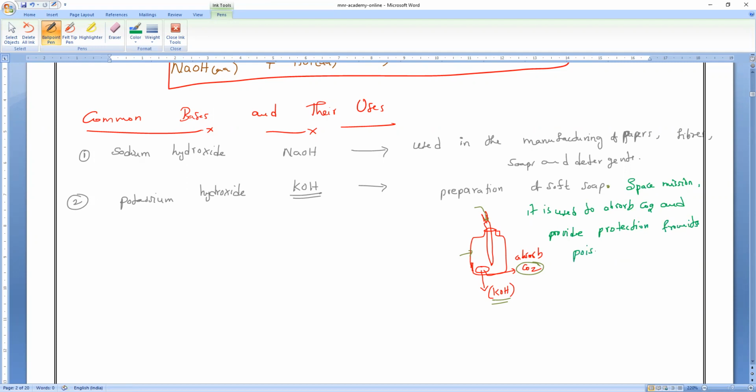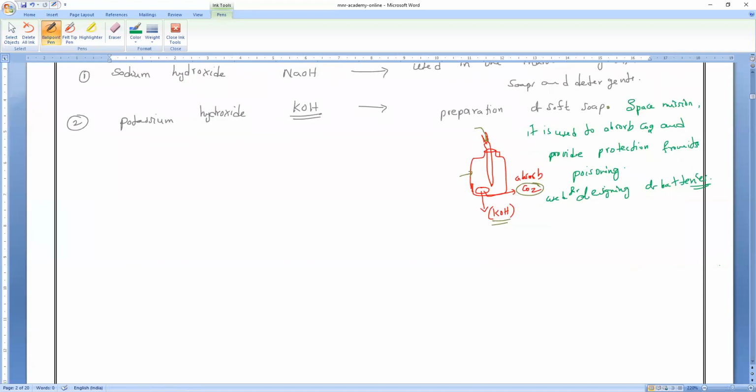See, we study that CO2 is very dangerous for us, but it has a lot of applications. Without CO2, we will never even survive. But excess CO2 is always dangerous for us. And also, it is used for the designing of batteries. So that is what you have to remember. Potassium hydroxide: you might see that in batteries also we are using this KOH. So that is the importance.